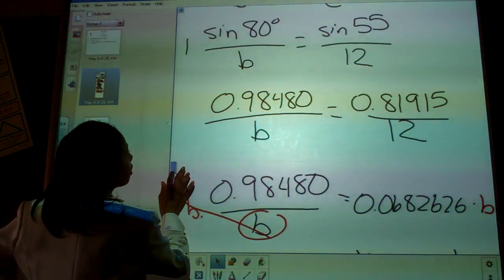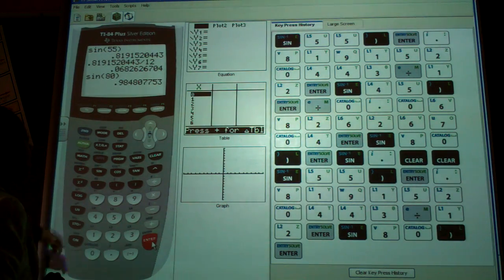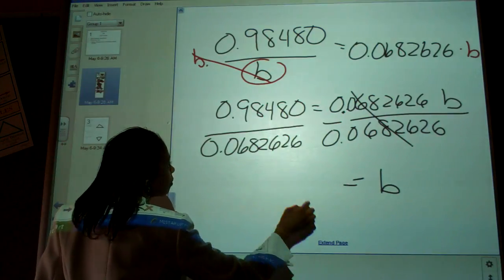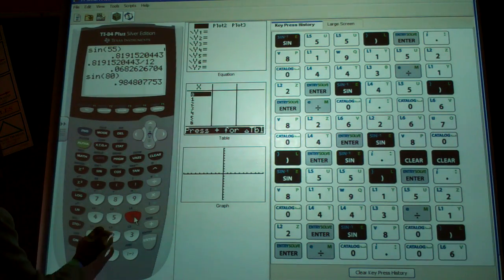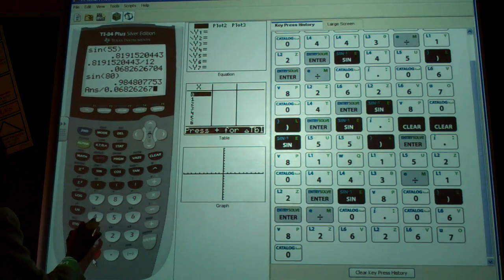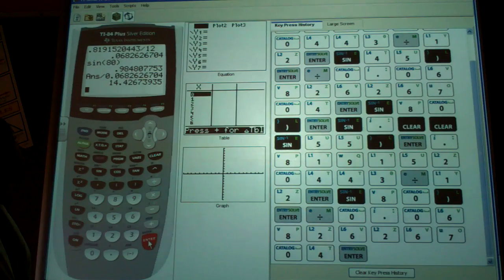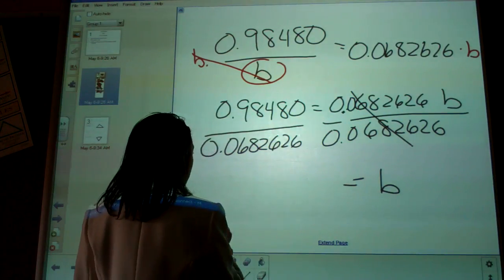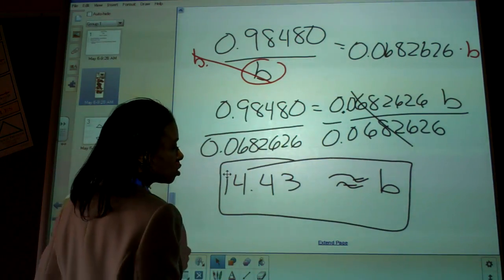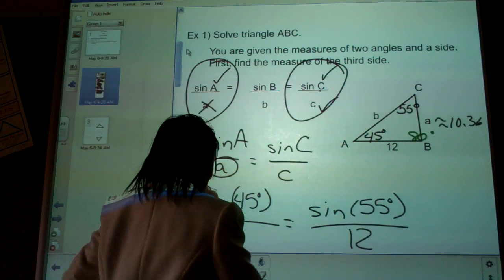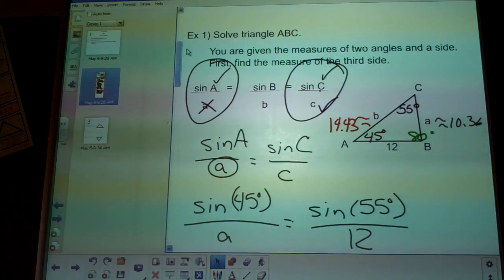What was that? The sine of 80 degrees. I'm just taking the sine of 80 degrees. That's that number here, 0.9848, being divided by this number here, 0.0682626704. I try to take as many digits as possible. Equals, I get 14.43. That 6 will make that go to 3. So 14.43 is approximately the value of B. And that's how we use the law of sines. So this is approximately 14 and 43 hundredths. And we'll do the law of cosines next.